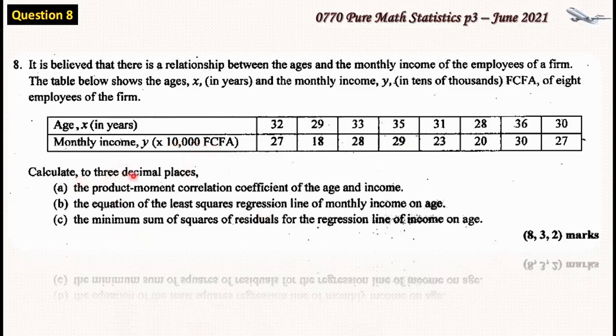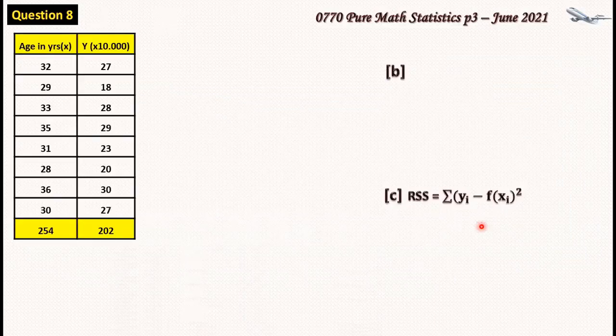Calculate the product moment correlation coefficient of age and income, the equation of the least squares regression line of monthly income on age, and the minimum sum of squares of residuals. So we start with the product moment correlation coefficient. Let us note that this is a table I've written out this way, and these are the ages.